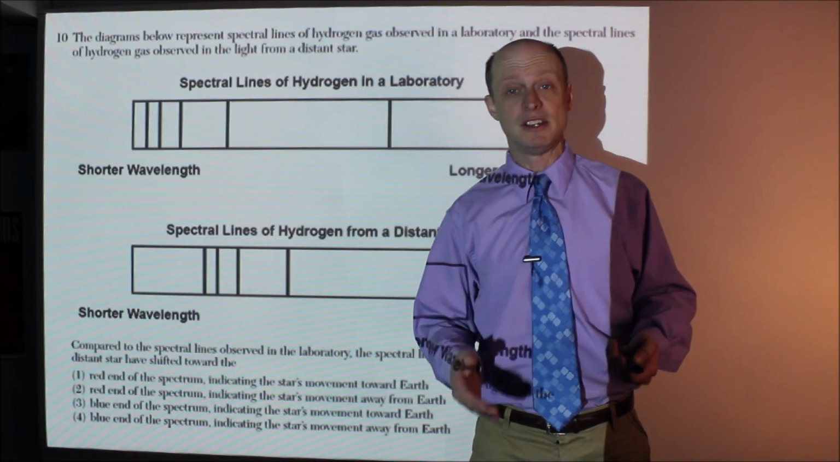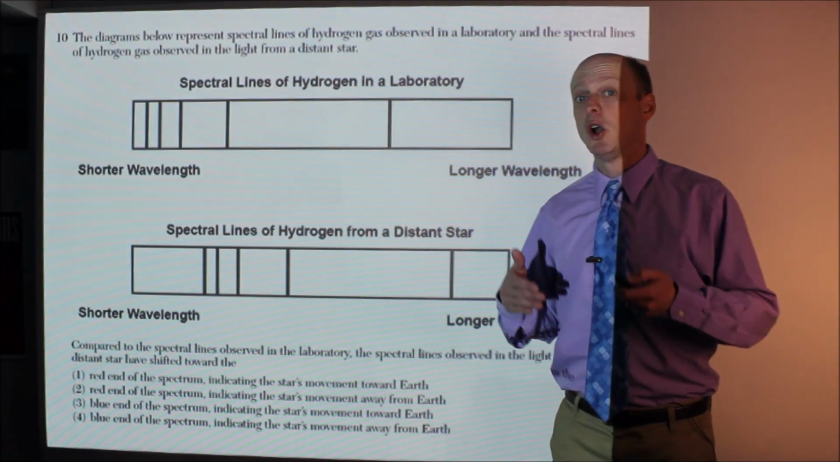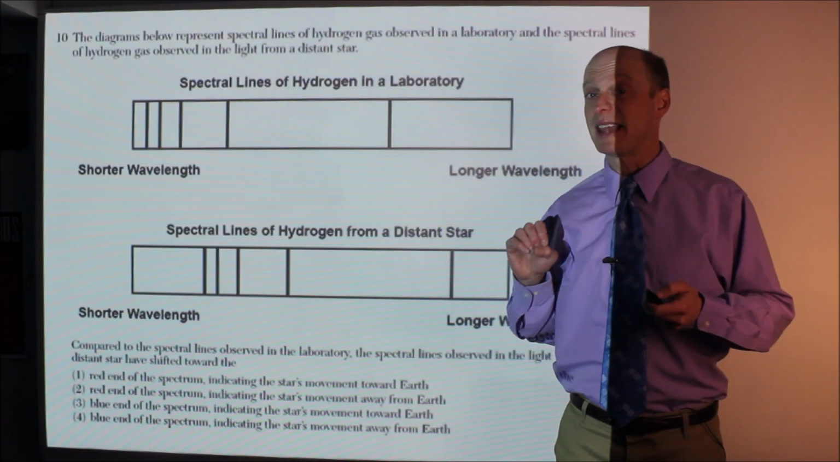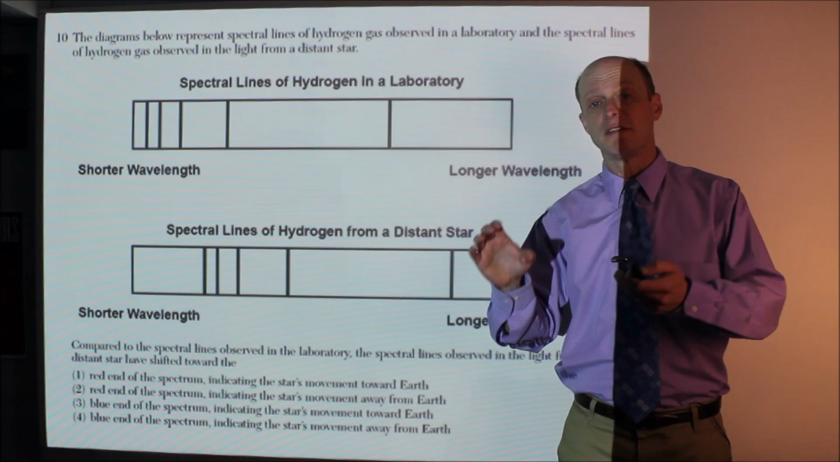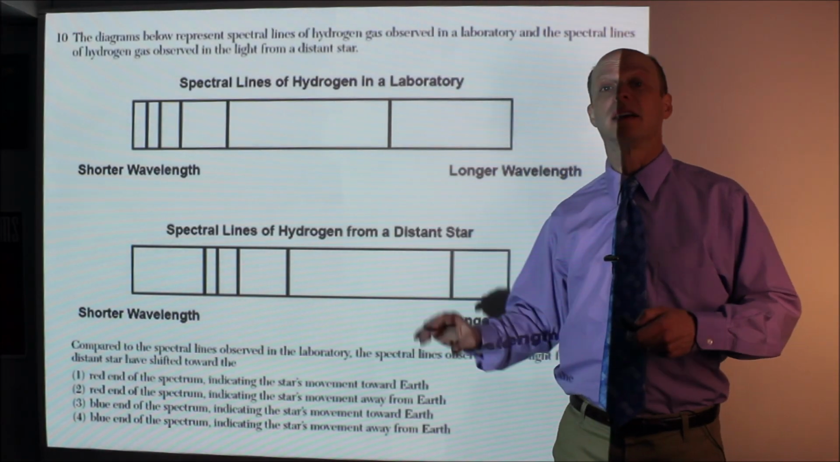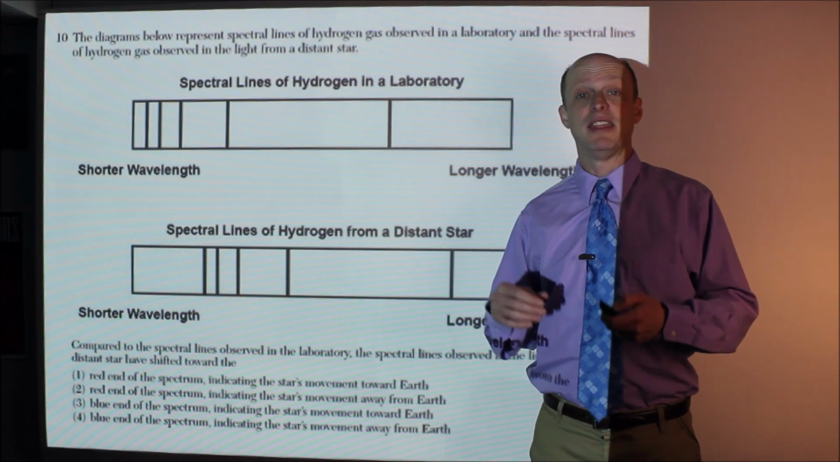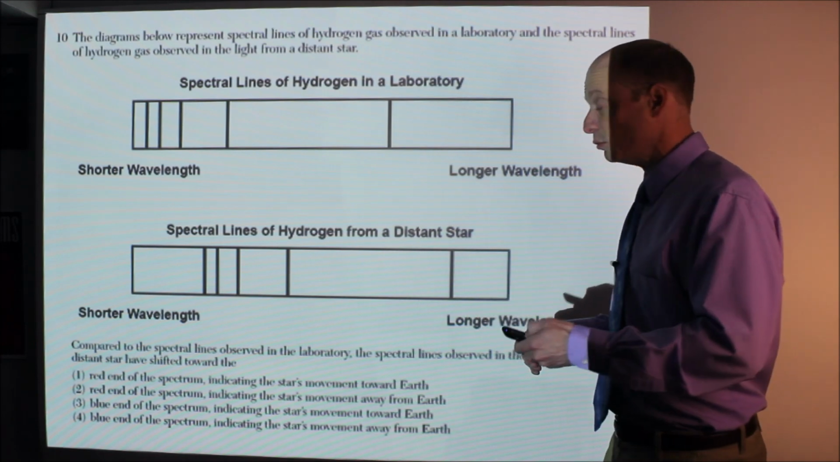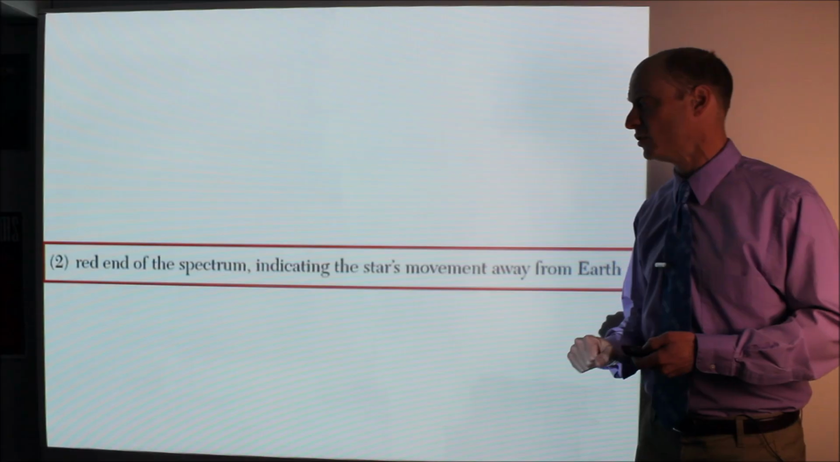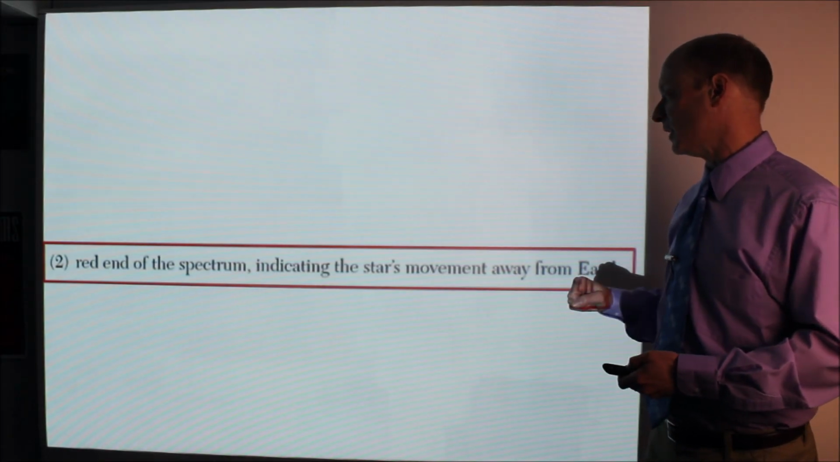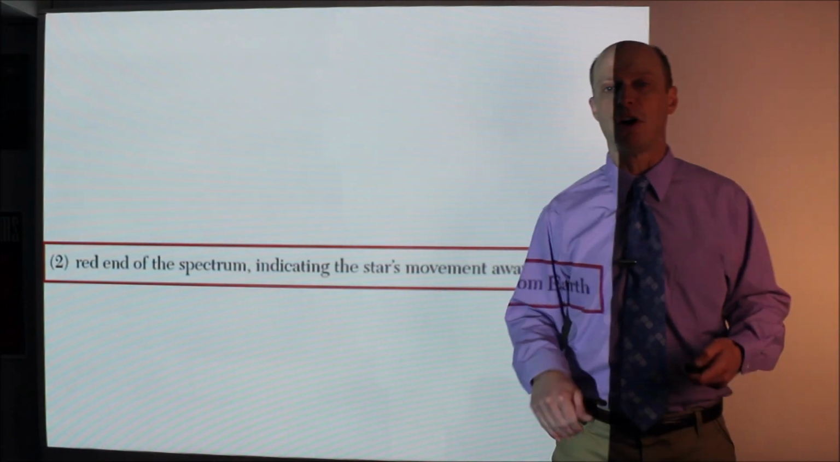We call that the red shift, and that is what we see when we look out into space at distant galaxies, or distant stars in this case. We see all of that is shifted towards the red, again, the red shift. And that proves that everything in space is moving away from us, or the universe is expanding. Therefore, the answer here is choice 2, red end of the spectrum indicating the stars moving away from Earth.